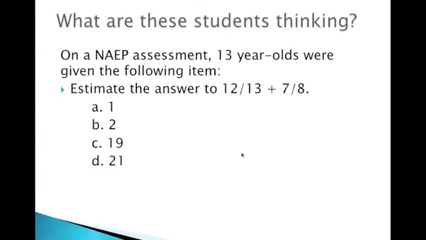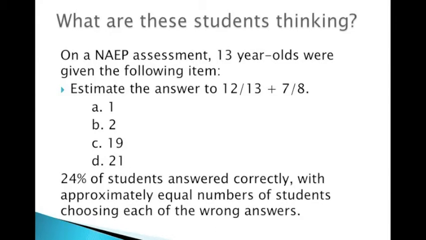Every couple of years they give this assessment to 8th graders, or 13-year-olds, as well as 4th graders and 11th graders. And a few years ago, the 13-year-olds were given the following item. Estimate the answer to 12/13 plus 7/8. And there were 4 options. Take a second, consider which option you would choose. Only 24% of the students answered correctly, which, by the way, is letter B, 2.